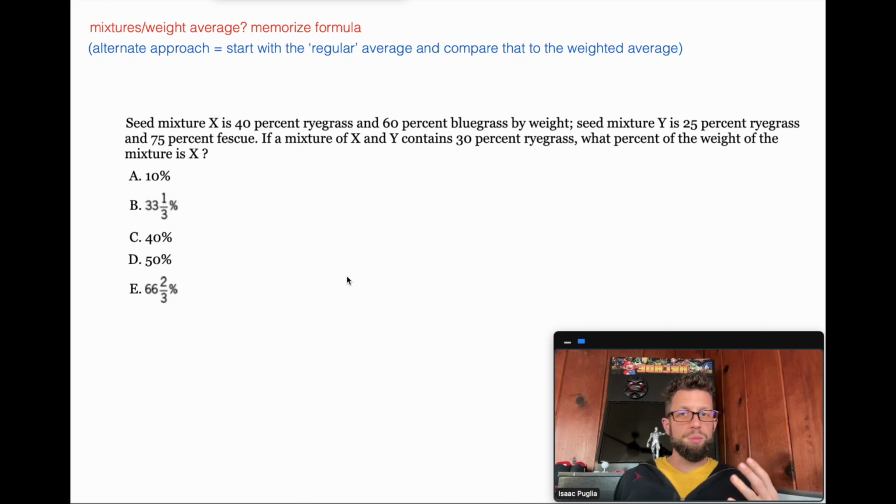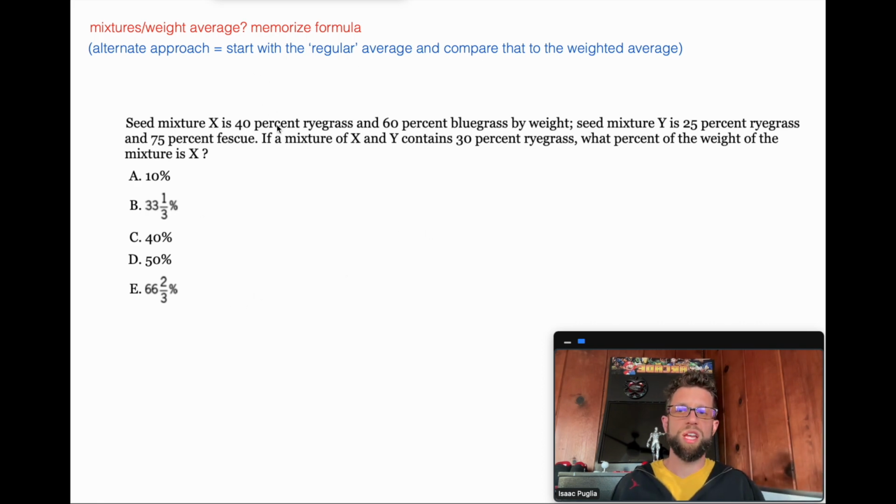The way I like to think about this approach is start with the regular average and then compare that to the weighted average. And you're going to want to do this very visually in most situations. Let me demonstrate. I'm heavy on a visual way of doing this, but some of you might prefer a more logical, internalized way of thinking about this. It's the same concept though at the end of the day.